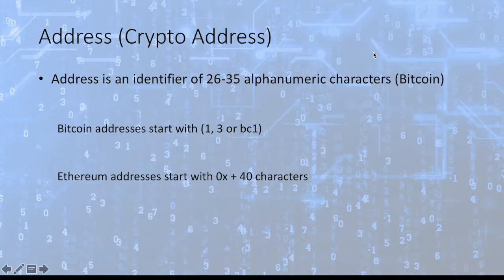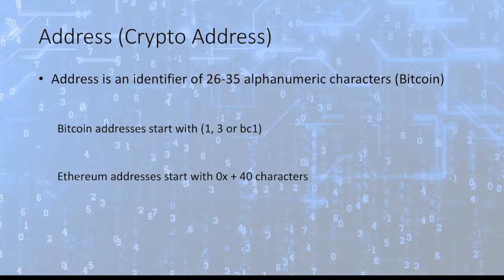Address. You just heard me say address, but what does it mean? So an address, this is for Bitcoin. An address is an identifier of 26 to 35 alphanumeric characters, and they're supposed to be random. They are random in a way, and all Bitcoin addresses start with either 1, 3, or BC1, followed by 26 to 35 alphanumeric characters. Ethereum, on the other hand, all addresses start with 0x and then are followed by 40 alphanumeric characters.